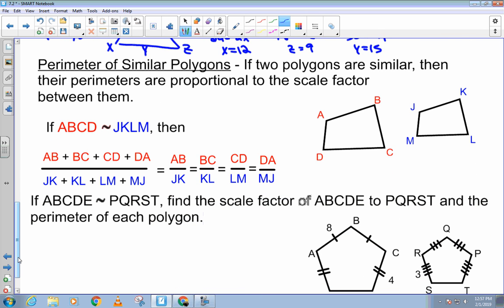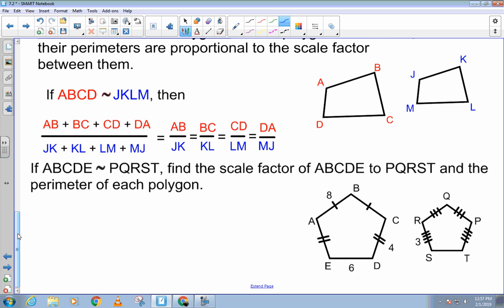perimeter of similar polygons. If two polygons are similar, then their perimeters are proportional to the scale factor between them. So if I know that two figures are similar, I know that their sides are proportional. I also know that their perimeters are proportional to a pair of corresponding sides or to the scale factor. So the perimeter of this is to the perimeter of that as one corresponding side is to the other, or the scale factor. Okay? So, ABCDE is similar to PQRST, find the scale factor of ABCDE to PQRST, and the perimeter of each polygon.